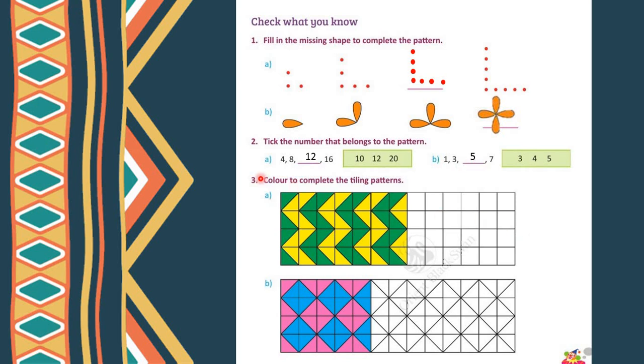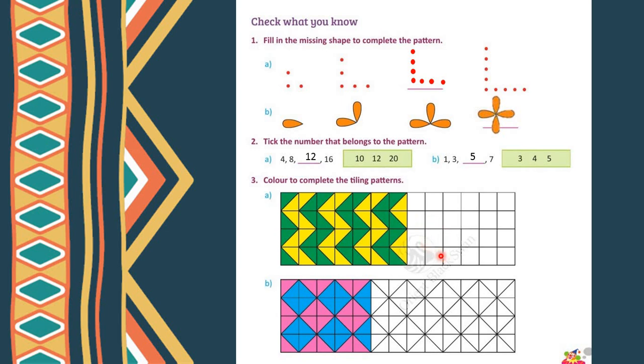Now look at question number 3, kids. It says color to complete the tiling patterns. Here 2 tiling patterns are given. Kids, you have already done the tiling patterns in class 3. Here in A part, they have created a beautiful pattern with the help of yellow and green color lines. And what they have done, they have joined the diagonals of the square to create the pattern, and then they have colored the pattern accordingly.